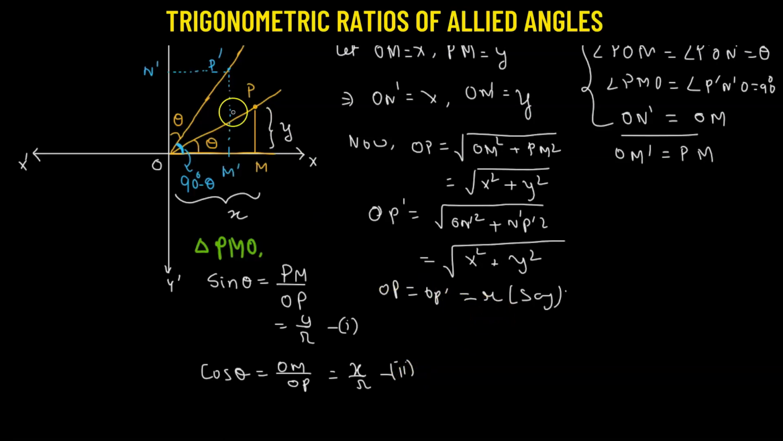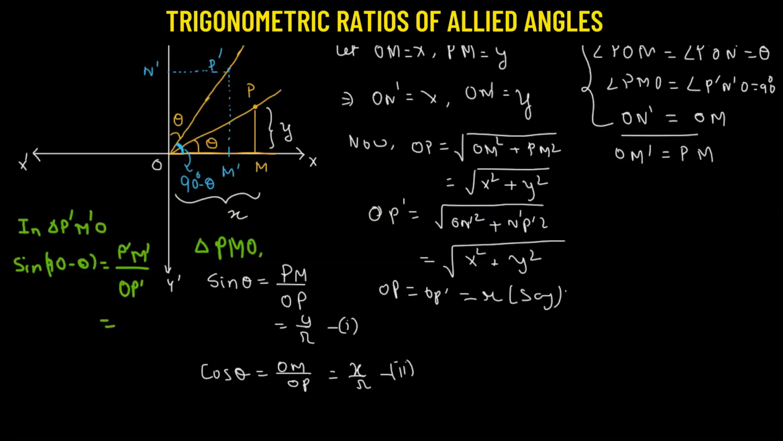Next, we will consider the triangle P prime OM prime. So in triangle P prime, M prime and O, we are going to find out the angle sine 90 minus theta. Here, by the definition of the ratio of sine, the ratio will be P prime M prime, that's the perpendicular, divided by the hypotenuse. So our hypotenuse will be OP prime.